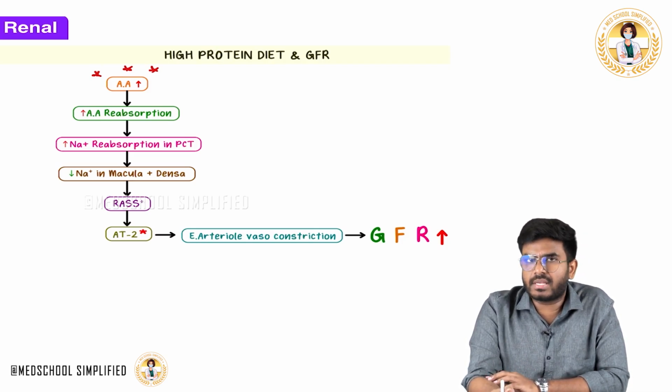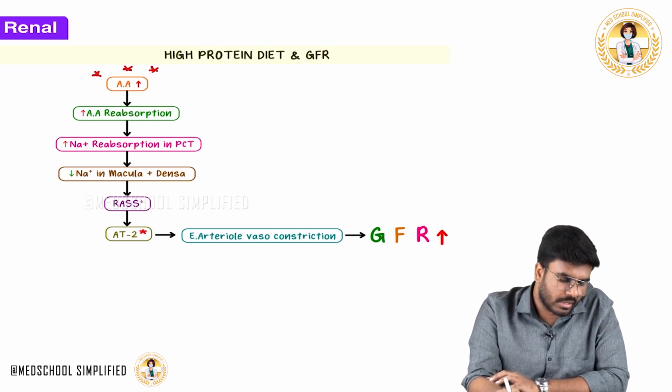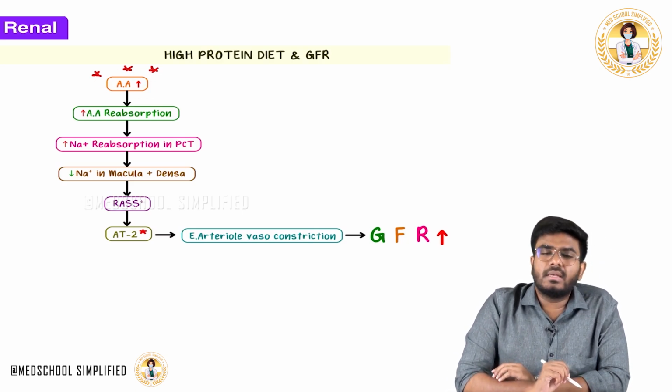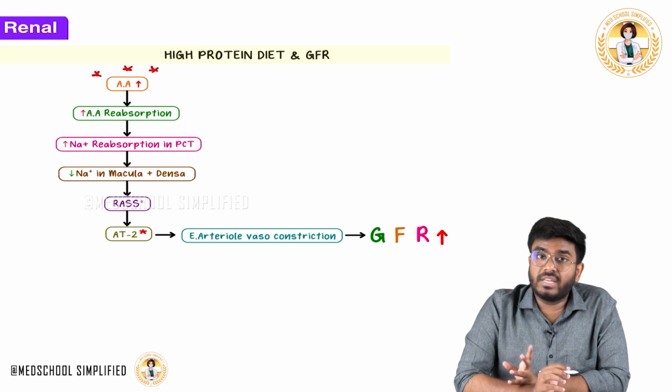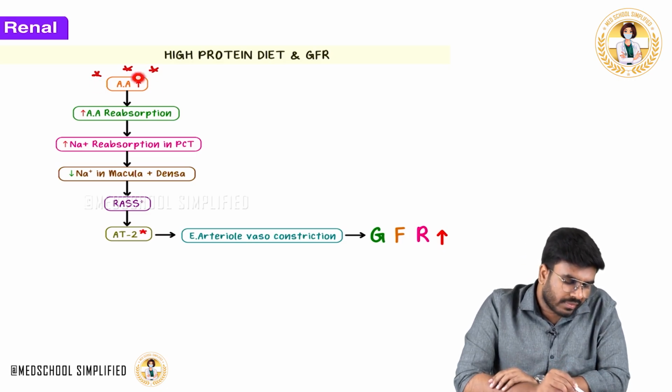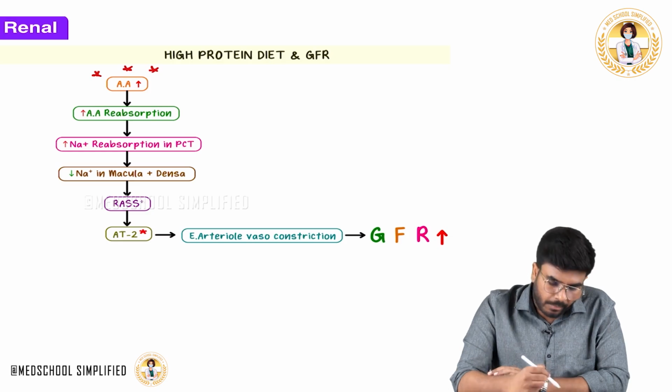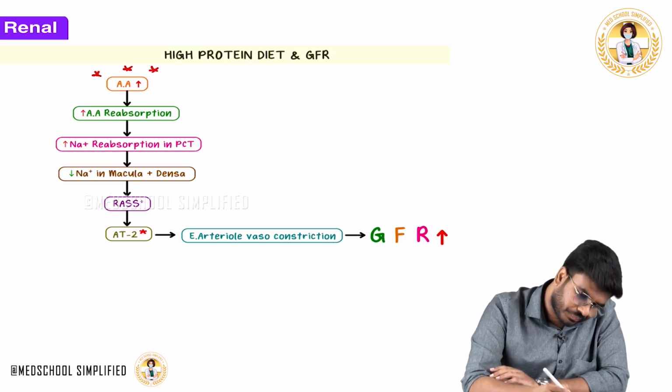Okay, all the amino acids are filtered in the glomerulus into the Bowman's capsule. Now, do all these amino acids need to be reabsorbed or not? Yes, amino acids are very important substances. You cannot simply put the amino acids in the urine. So on the day when you have a high protein diet, more amino acids are getting filtered. Important point, please concentrate here.